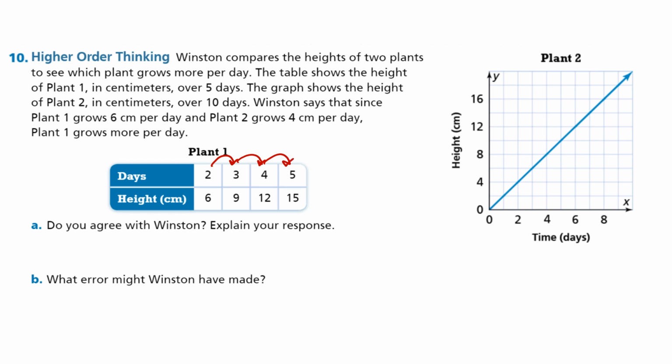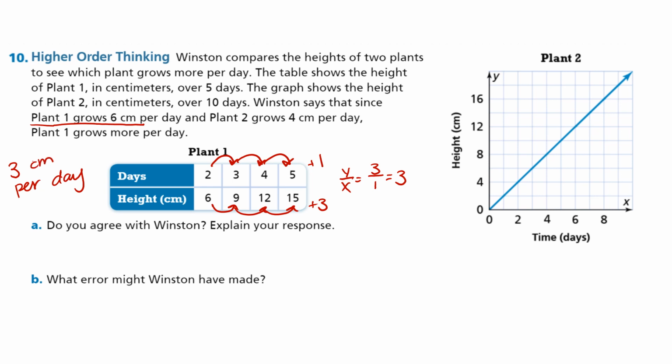2, 3, 4, 5 is a pattern of 1. 6, 9, 12, and 15 is a pattern of 3. Set up as a fraction y over x, 3 divided by 1 is 3. So plant 1 goes 3 inches per day. So already Winston is wrong. Plant 1 does not grow 6 centimeters per day. It grows 3 centimeters per day.